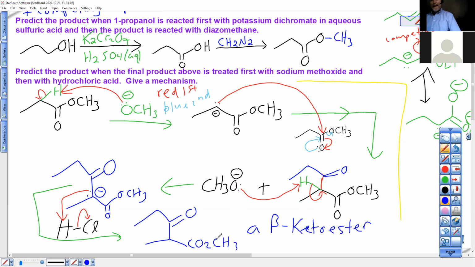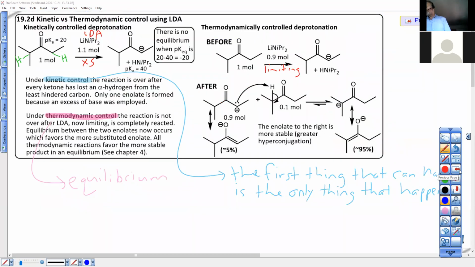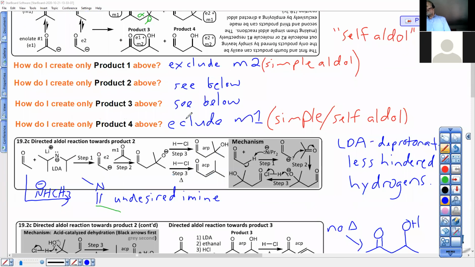The names of the reactions, and this is where students trip up sometimes, the aldol and the Claisen, they don't refer to the enolate that's doing the attacking. They refer to what's being attacked. If you're attacking an ester, it's called a Claisen reaction. If you're attacking an aldehyde or a ketone, right over here, here's the attack step. We're attacking a ketone. It's an aldol reaction.